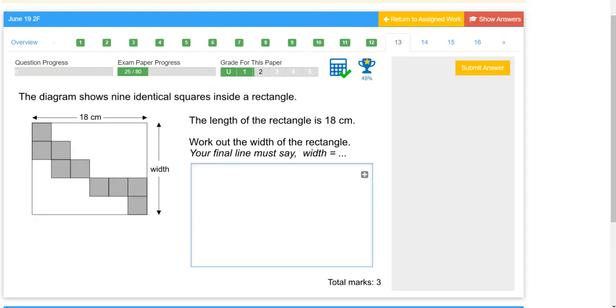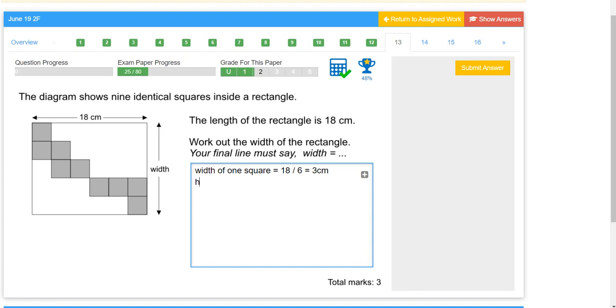So here we have 9 identical squares inside a rectangle. And I'm told the length of the rectangle is 18. So what am I going to do? I'm going to look at this and I recognize that going from here across, I can count squares. 1, 2. Well, that's above that. So that's still 2 from the left. 3. Well, that's above that. So this is 3, 4, 5, 6. So that tells me that the width of one square is going to be 18 divided by 6, and that's going to be 3 centimeters.